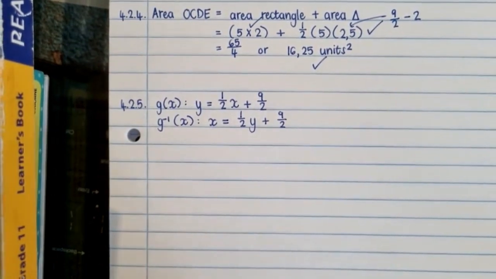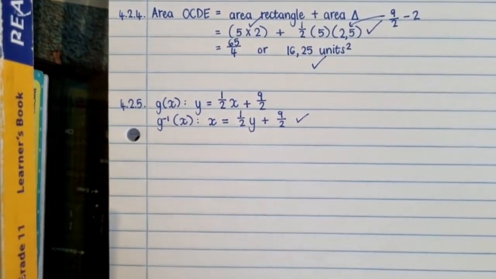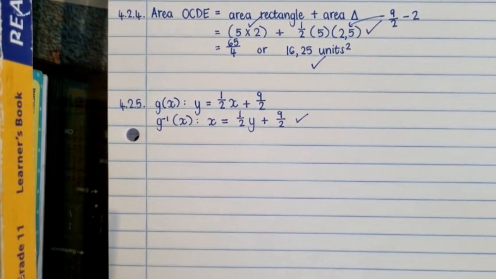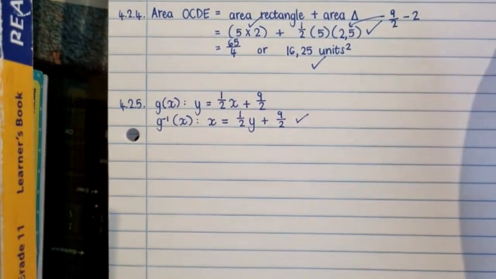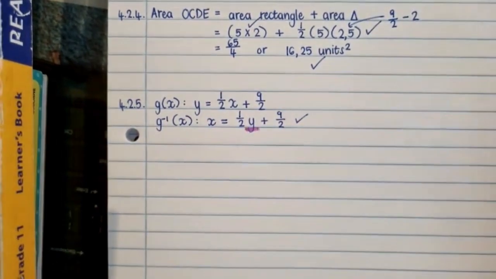Guys, just for doing that, you already get your first mark. So if you just remember that to find the inverse, you need to swap x and y, then you already have 1 mark in the bag. Okay, now from here, you do have to always make y the subject. They also stated that in the question, but guys, even if they didn't, you would have to know that you have to write it in that form.